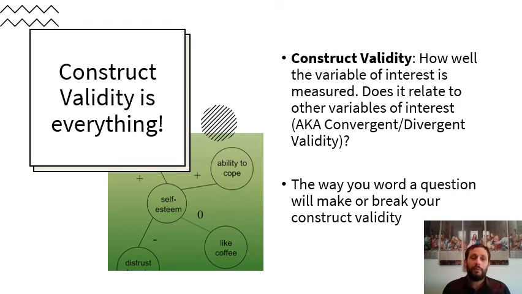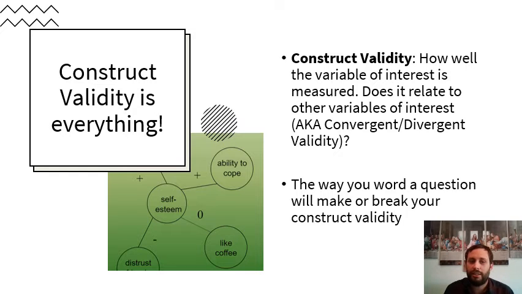So I wanted to bring up construct validity again. So remember, let's bring back to what construct validity is. Construct validity is how well our variable of interest is measured. In reality, does it relate to other variables of interest? So if it actually relates to our variables of interest, remember we referred to that as convergent validity. If it relates negatively or has a negative correlation with a variable of interest, we call that divergent validity.